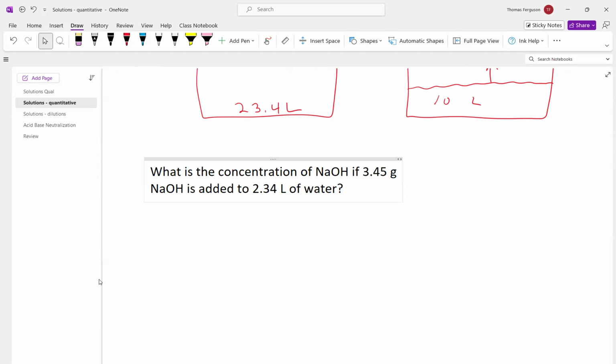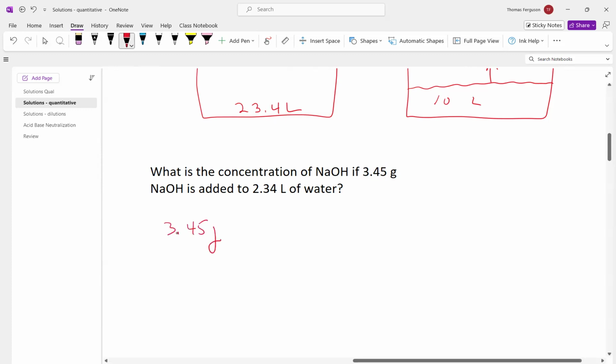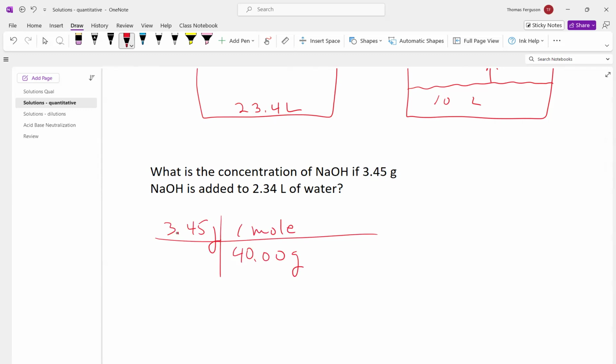So first one is sodium hydroxide. Okay, so the molar mass of sodium hydroxide is 40. So we have, now notice I'm adding the .00. If you just put 40 down, that's 1 sig fig. 40.00 is 4 sig figs. Big difference. So make sure you carry through with those zeros.